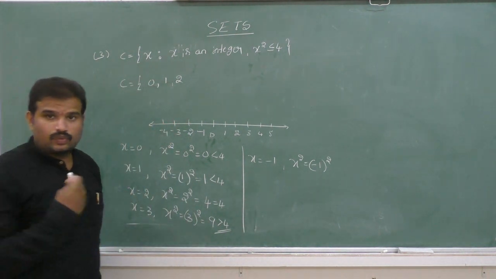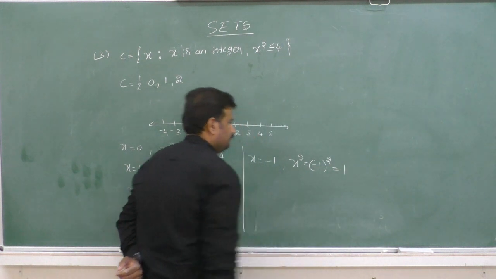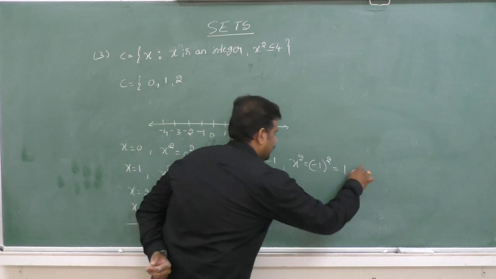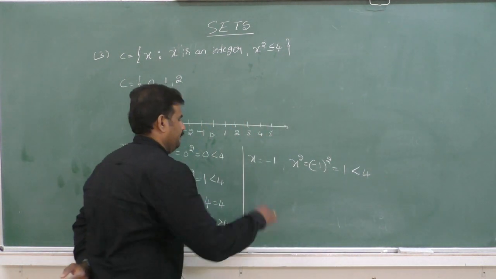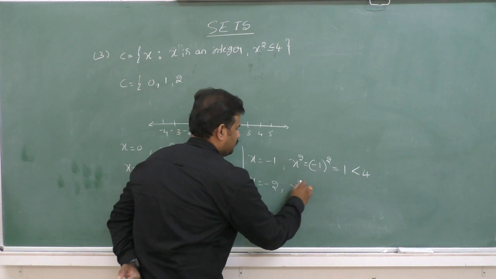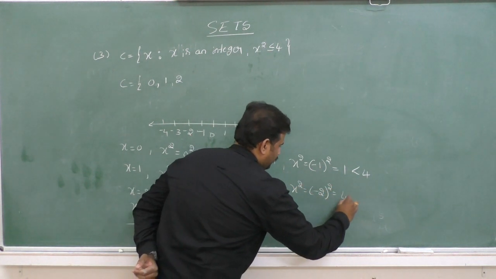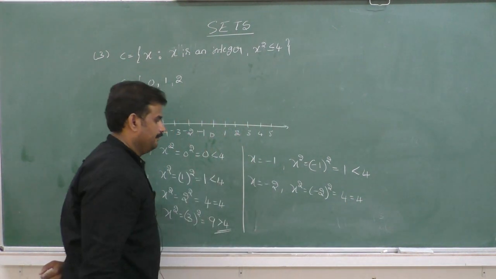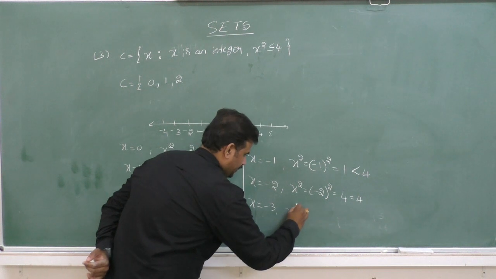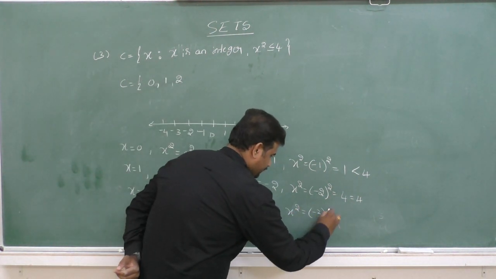So, clear? Square of any number is positive. So, minus 1 square is 1 and it is less than 4. Then x is equal to minus 2. Then x square is equal to minus 2 square. It is 4, equal to 4. When x is equal to minus 3, what about your x square? It is equal to minus 3 square.